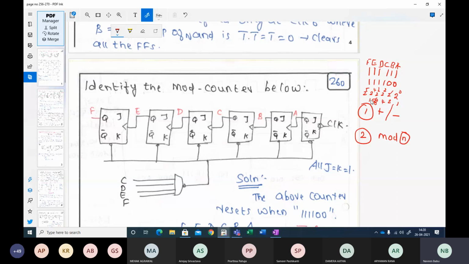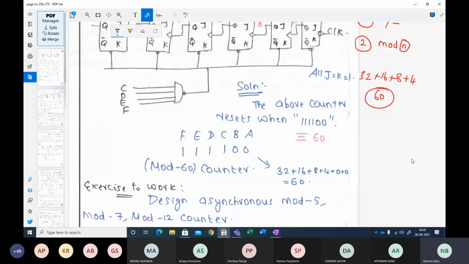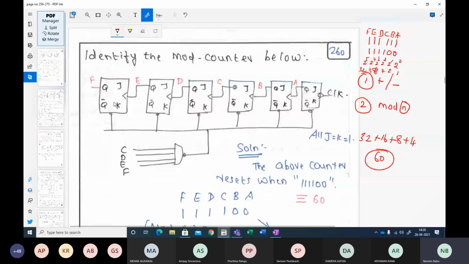So what will be the counter? It is 32 plus 16 plus 8 plus 4. So this counter will be 32 plus 16 is 48, 56, 56 plus 4, 60. It is a mod 60 counter. Let us see whether I am right or wrong. Yes. So it is a mod 60 counter. So what this means is, on looking at the circuit, you must be able to tell what kind of counter this particular circuit is. Okay. All right.